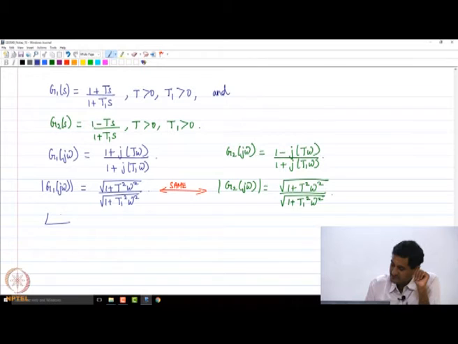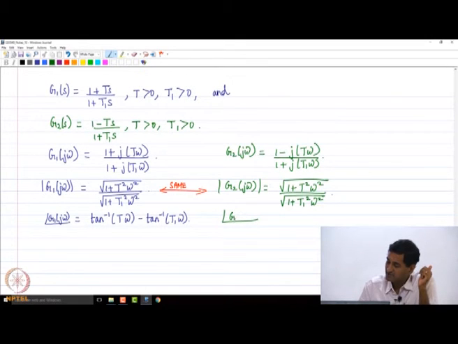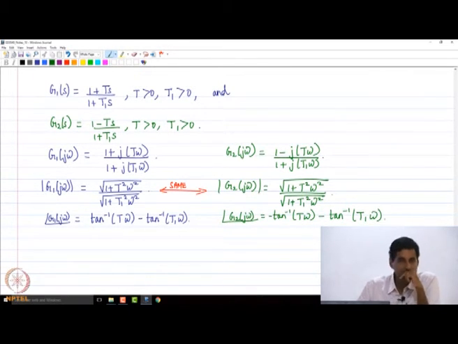Now let's look at the phase of G1 of j omega. What is the phase of G1 of j omega? It is going to be tan inverse of T omega minus tan inverse of T1 omega. Then what is the phase of G2 of j omega? It is going to be minus tan inverse of T omega minus tan inverse of T1 omega.